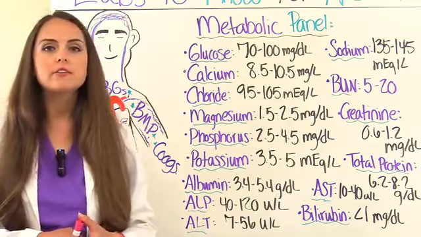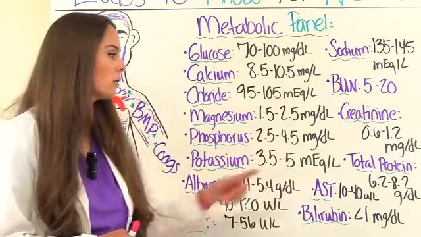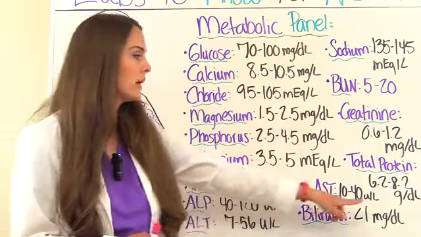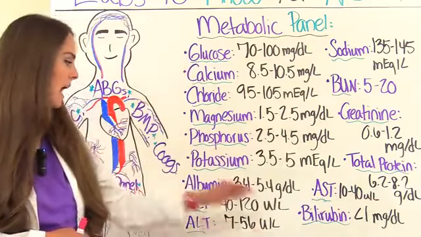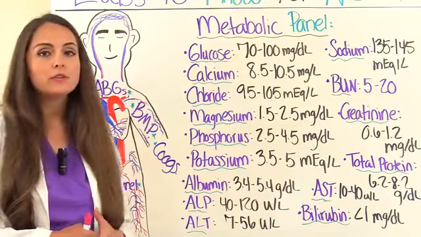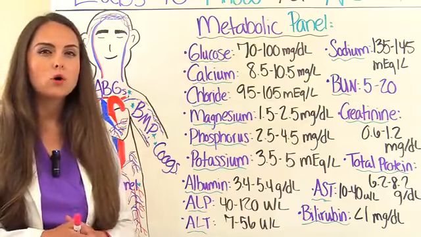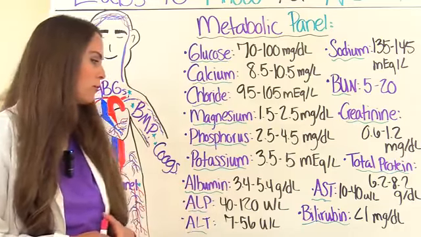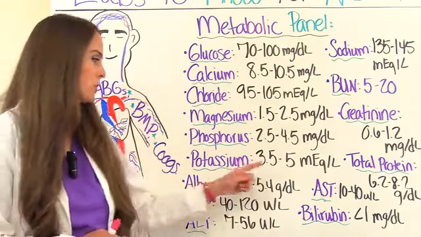Now we're getting into liver function. So let's look at total protein. That is 6.2 to 8.2 grams per deciliter. And then albumin. This is another protein. Remember, albumin plays a huge role in regulating our oncotic pressure. And it's 3.4 to 5.4 grams per deciliter.